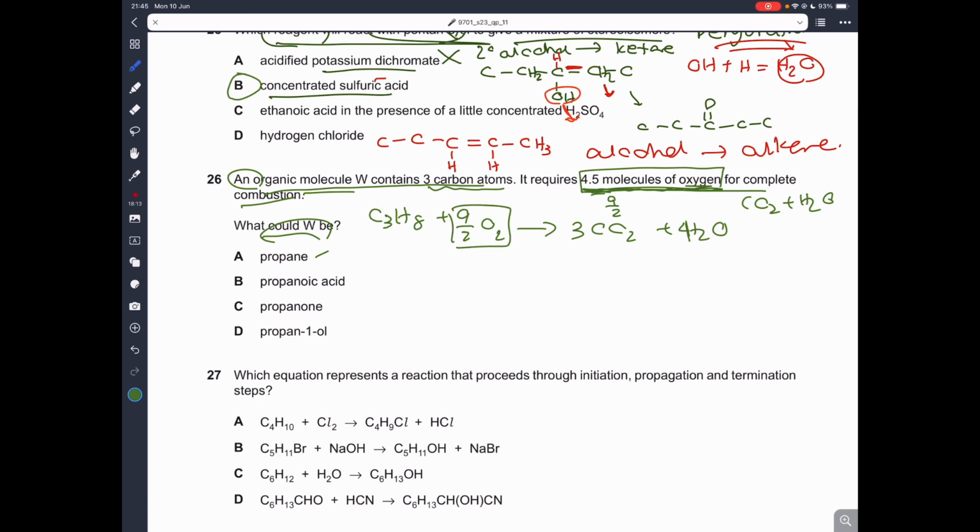There are actually 9 oxygen atoms here, and 6 oxygen atoms here, 4 oxygen, so 10 oxygen atoms here. So it does not match. So we can eliminate A. Now let's go to B.